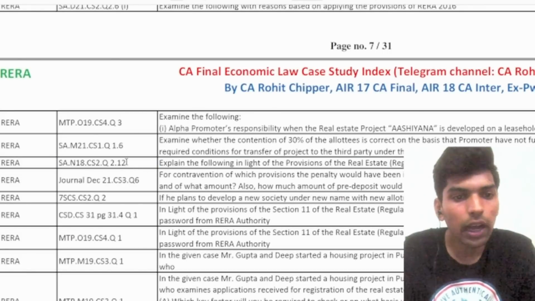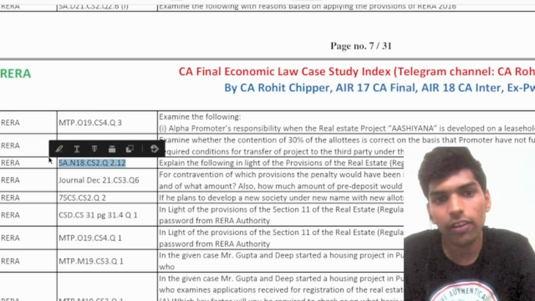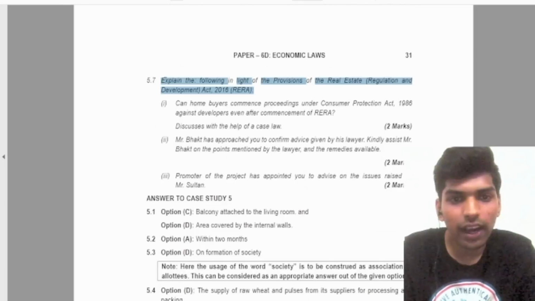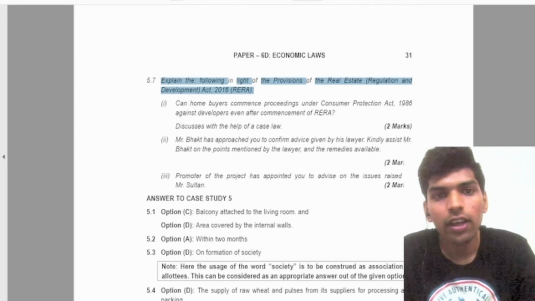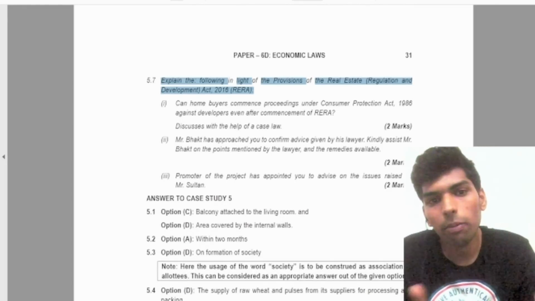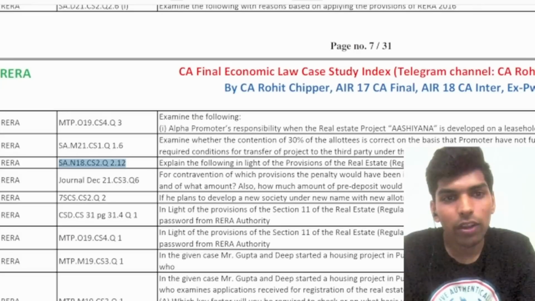Now what I'm going to do is open this from my case study compilation. I will open the question and try to see if there is similarity or not. If there is similarity, then I will just do the copy paste. Now I will move to the second question.